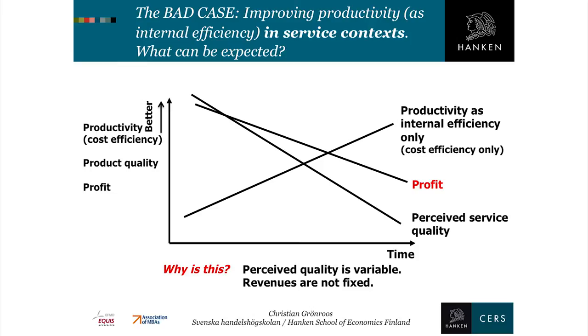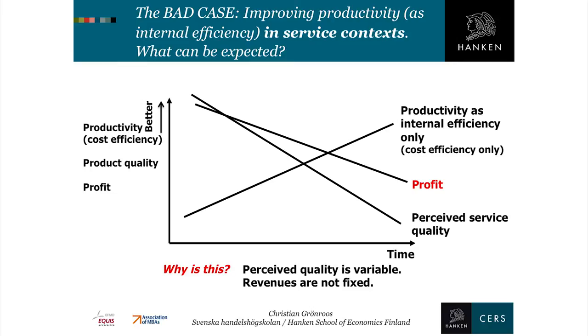And in some cases, we won't improve profit at all. In some cases, we might improve profitability a little bit if quality doesn't go too much. But far too often, I would say this is the normal case, profit will start to go down from the level where it was when all this started. So this is the bad case. And it occurs almost always in a service context. So we need to handle productivity with care.